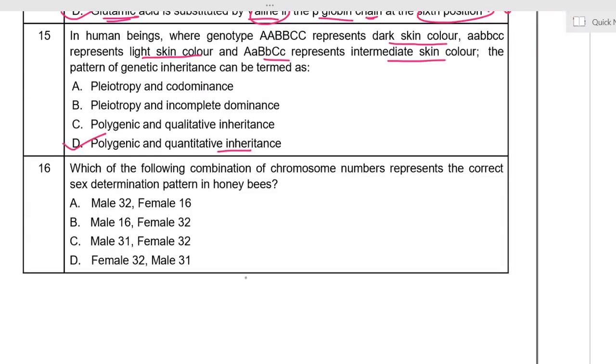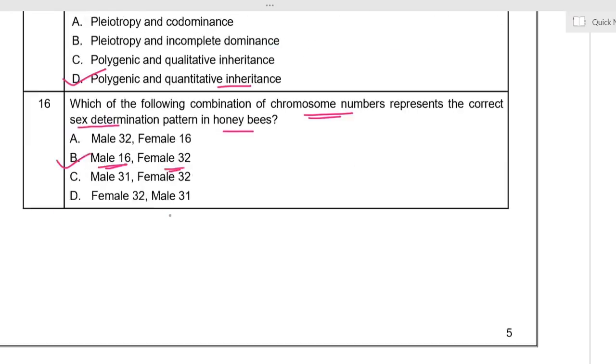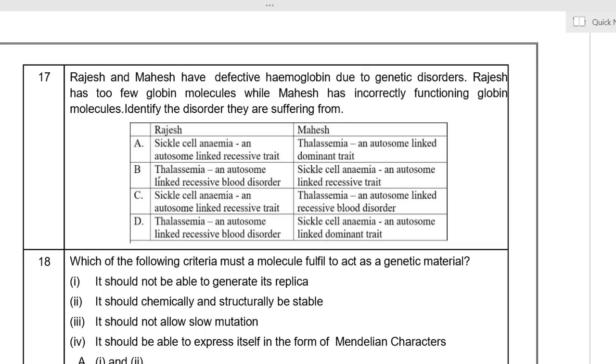Question number 16. Which of the following combinations of chromosome numbers represents the correct sex determination pattern in honeybee? So honeybee के लिए आपको बताना है कौन सा combination of number of chromosomes is used to determine the sex. So this is option B, that is male should be 16 chromosomes and female 32 chromosomes. Moving on to question number 17.